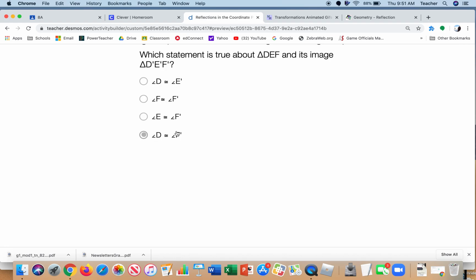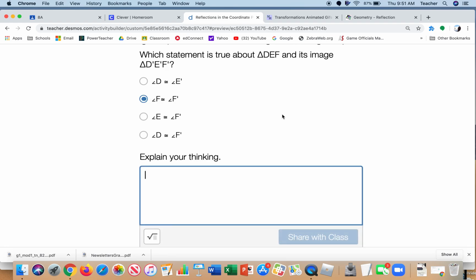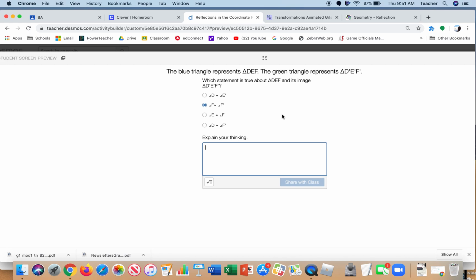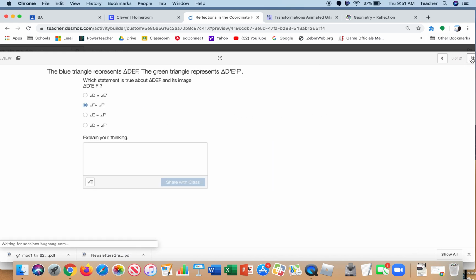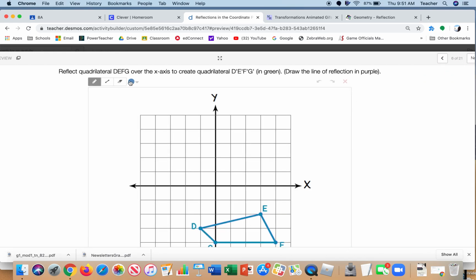Okay, these are angles. All right, so we said the same shape means that the angles are congruent. So we got to find 2, D and E. No. F and F. Yes, these two are congruent because it's the same shape, so that's the answer there. You don't need to explain your thinking on this one. Okay, reflect this one over the x-axis. Okay, I showed you how to do that, so you're going to go ahead and do that there.